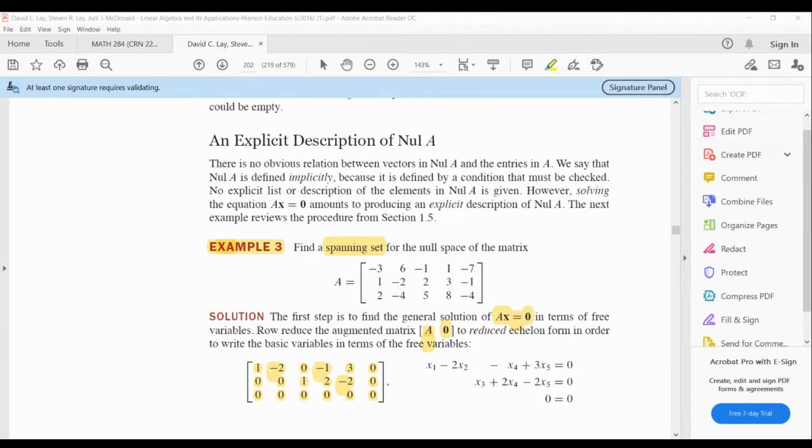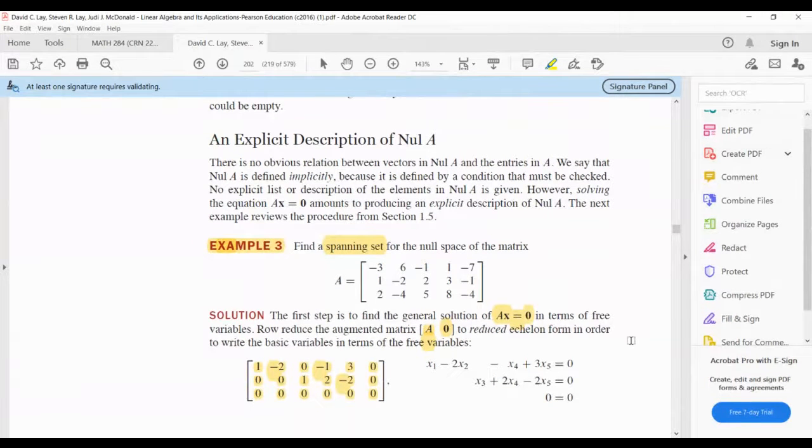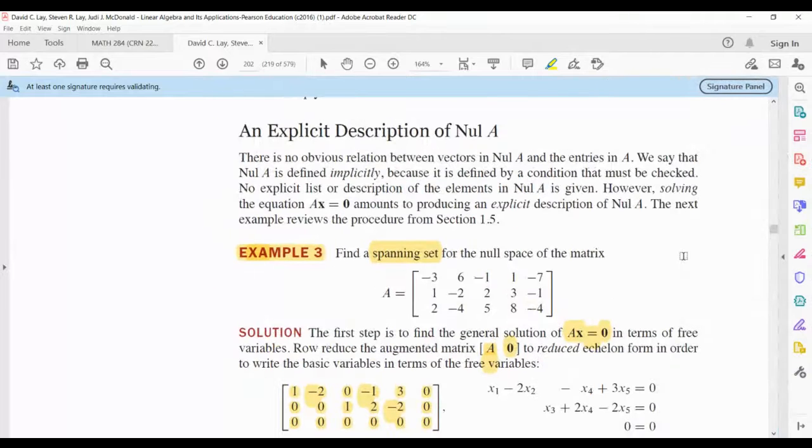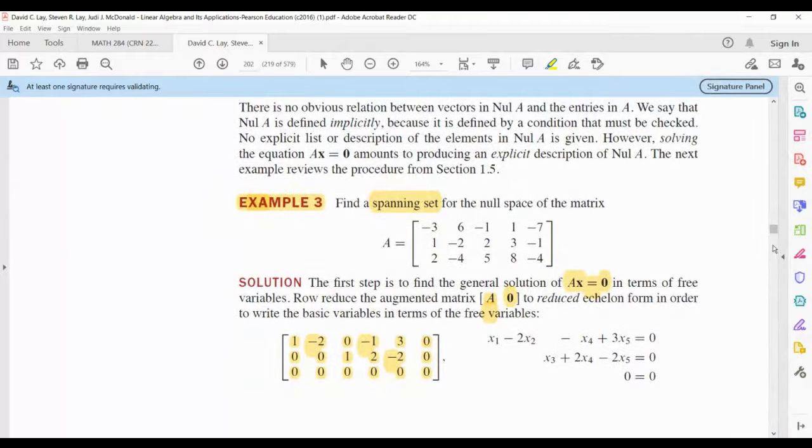And so now that it's in echelon form, they actually solve it. I mean, you could put this in reduced echelon form. You could go all the way and put it in reduced echelon form if you wanted. But all right, now hold on here. I want to go to the next page. What's this arrow going to do for me? Okay, hold on. I want to go to the next page.